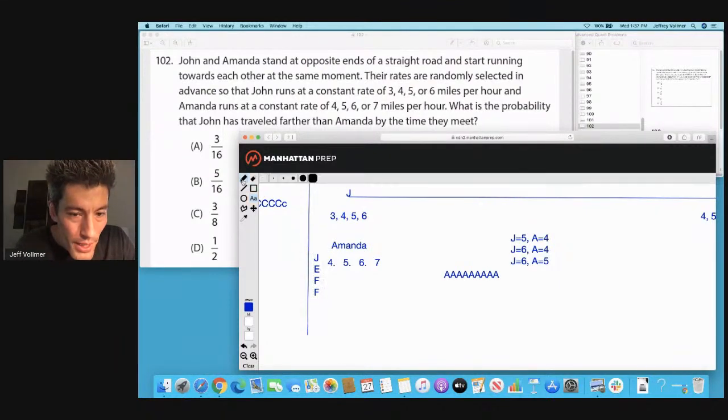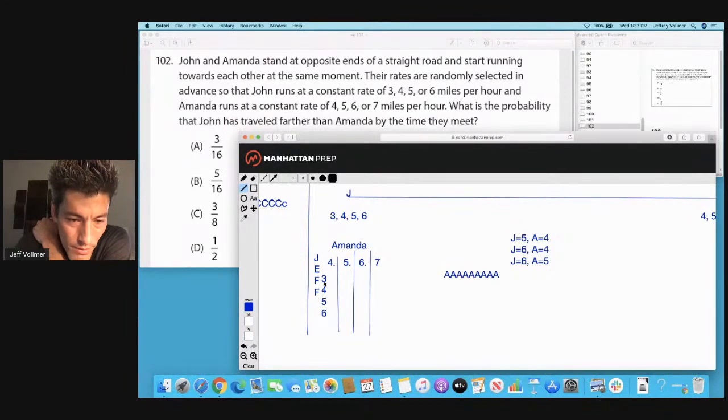And Jeff's speeds could be at, what could he do? He could go 3, 4, 5, or 6. And so you take a look at the boxes where Jeff's speeds would be faster than Amanda's speeds. I've done it again. I put Jeff instead of John. I want to change this problem to be Jeff.